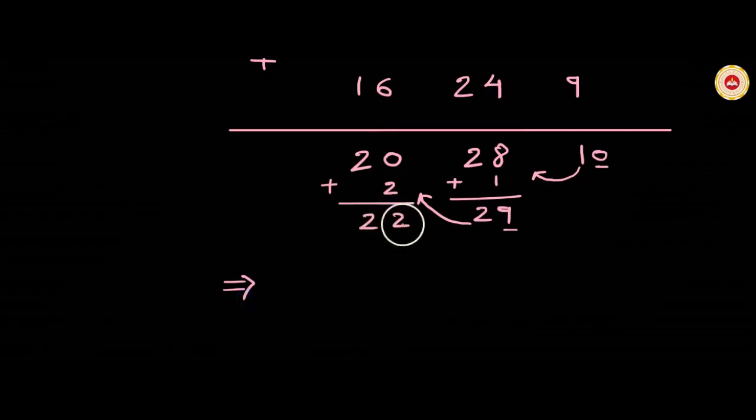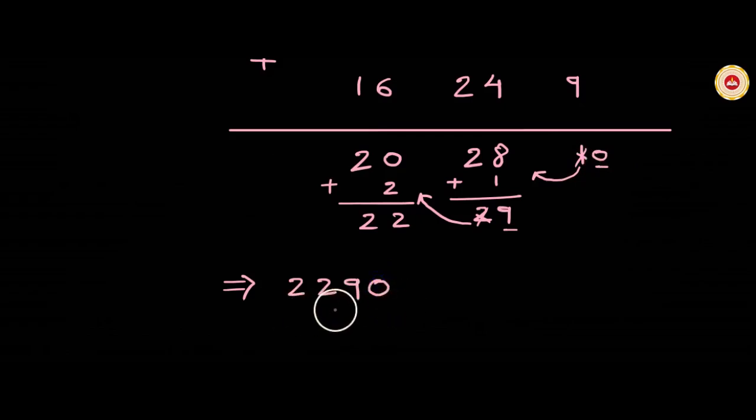Write the leftmost part as it is. The leftmost part may contain more than one digit. So write the leftmost part as it is, write 22 as it is. Neglect this 2, we have already passed it here. Write the units place digit, retained digit 9. From the third part, neglect this 1 and write the units place digit, retained digit 0.